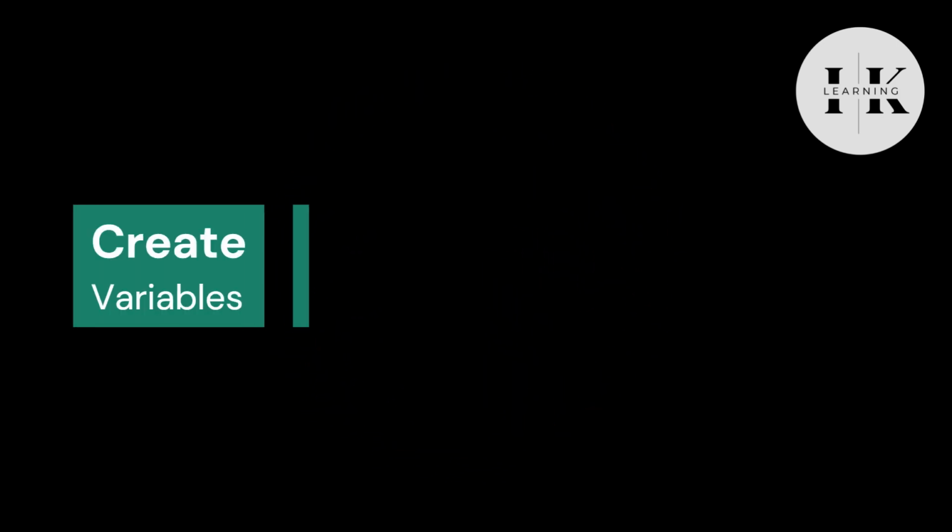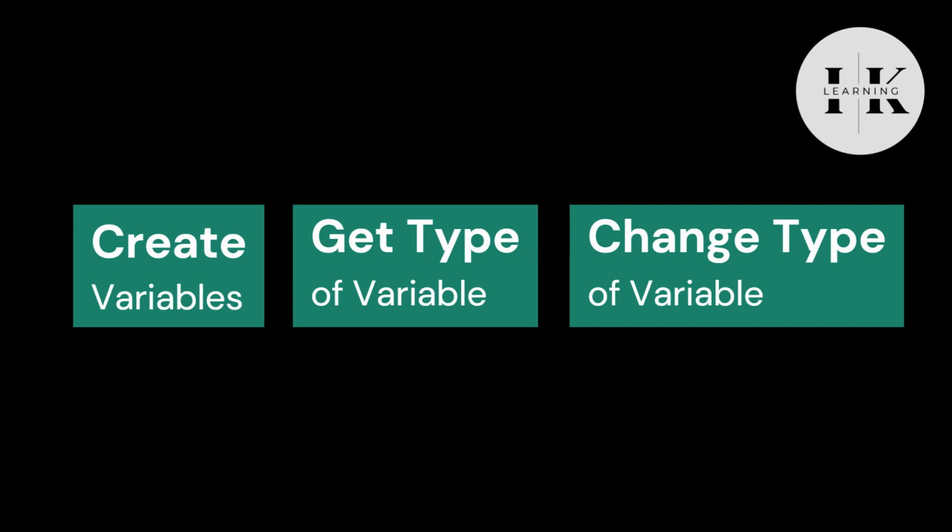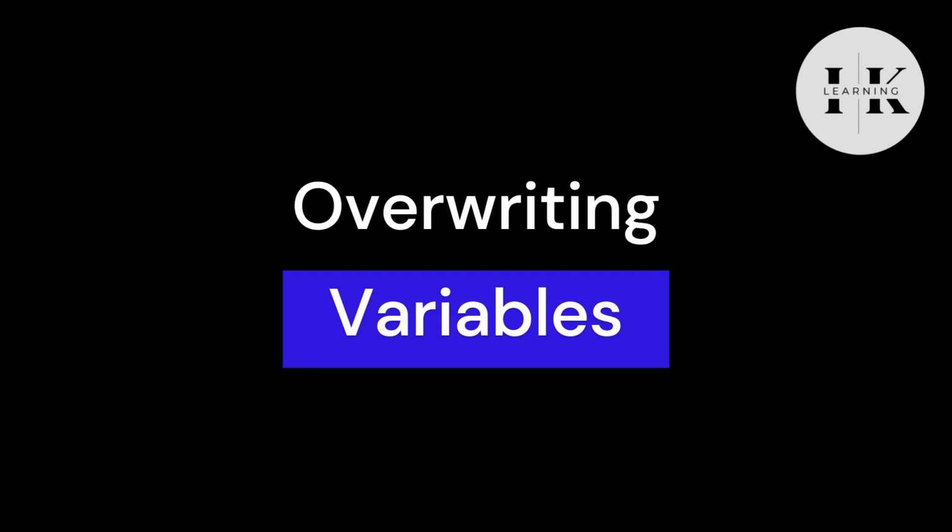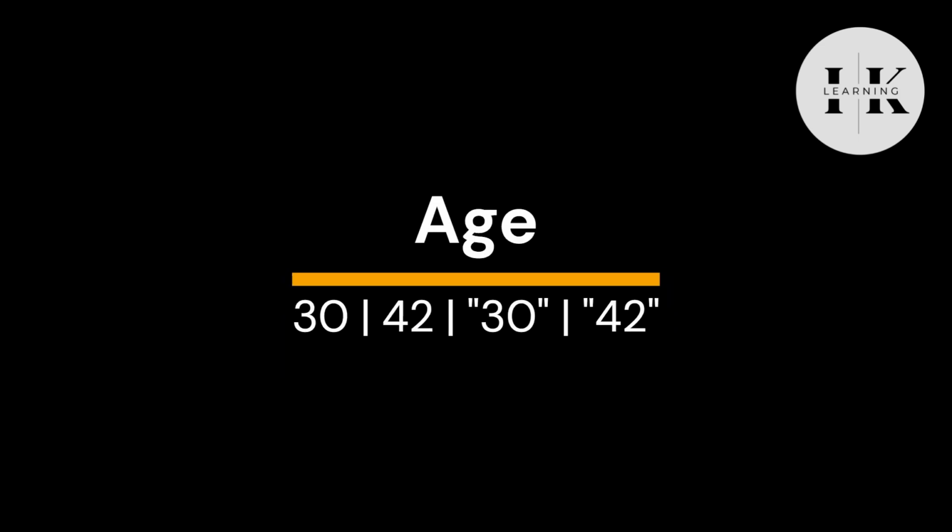So far, we've learned how to create variables, get their type, and change their type. Now there's just one more thing that we need to learn about variables, and that's overwriting. So you've noticed so far, we've been using the same variable names for different values. For example, age. We've assigned different values into age.